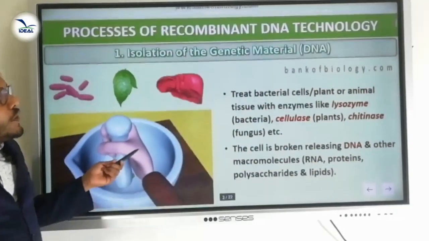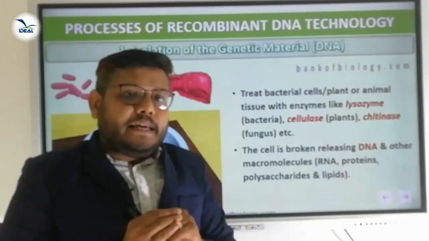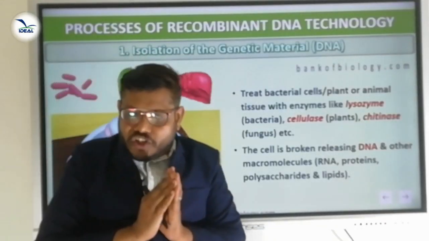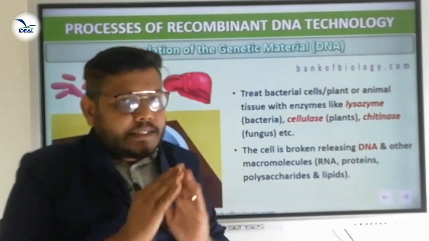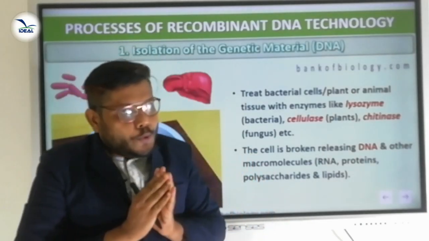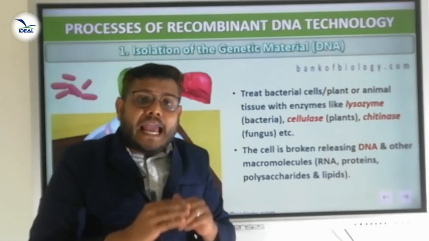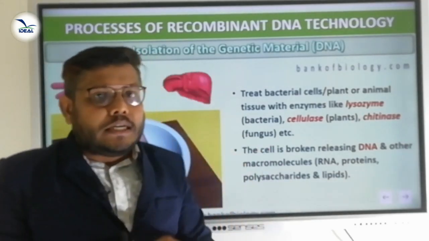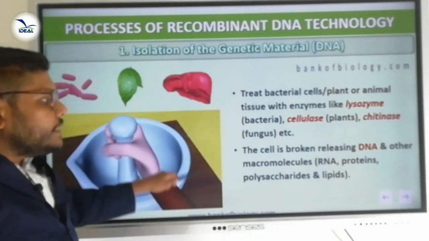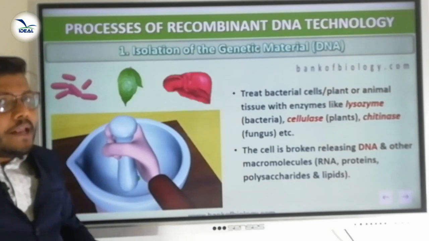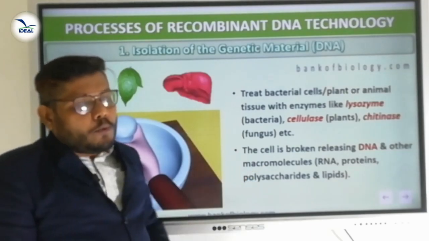First step is isolation of the genetic material DNA. We know that in many organisms the genetic material is DNA. It is located inside the cell, or inside the nucleus. It has to be obtained in pure form, free from other macromolecules such as lipids, RNA, protein, and polysaccharide. How can we remove these macromolecules?